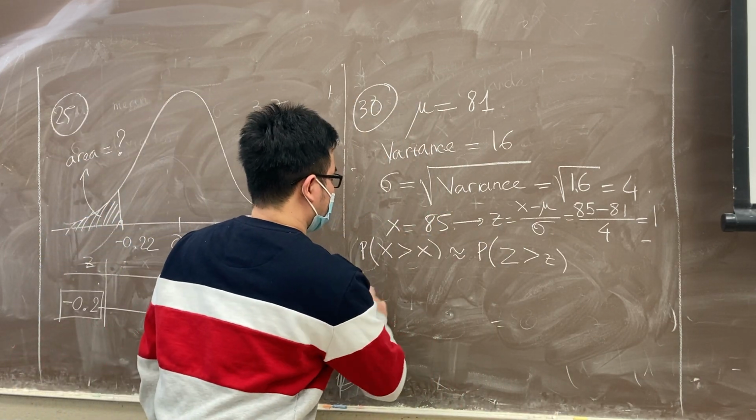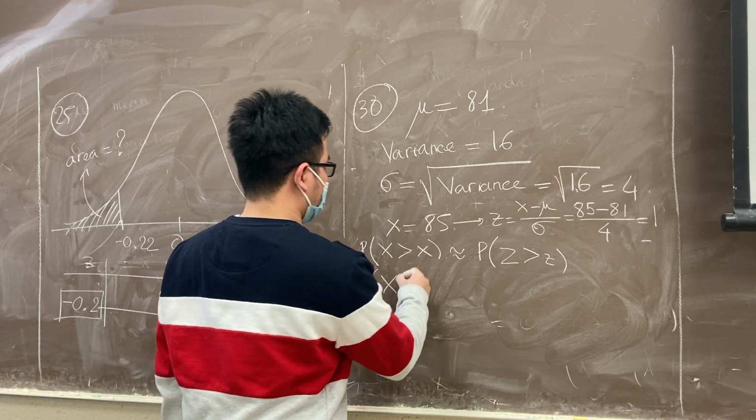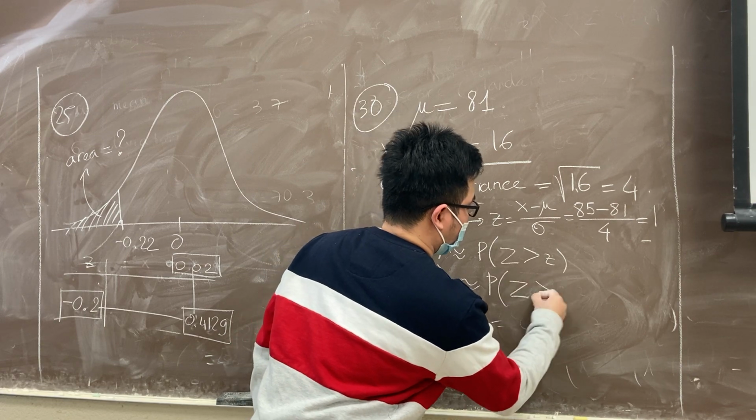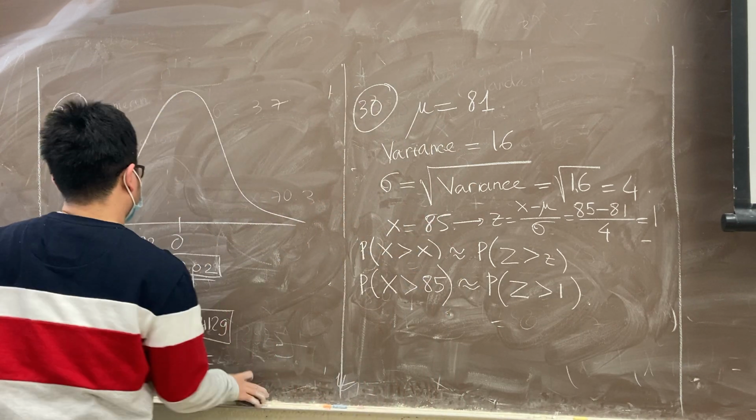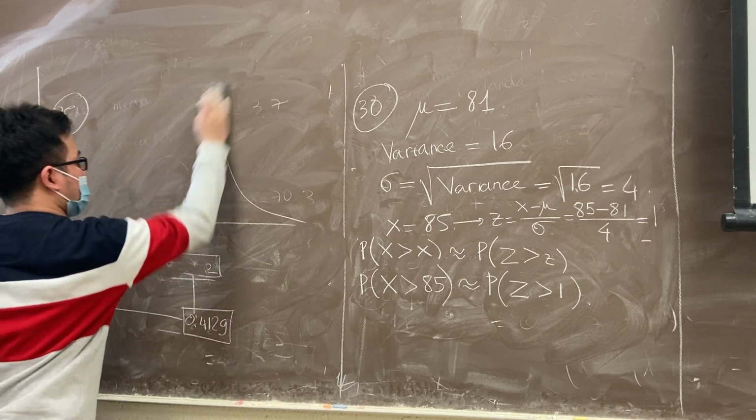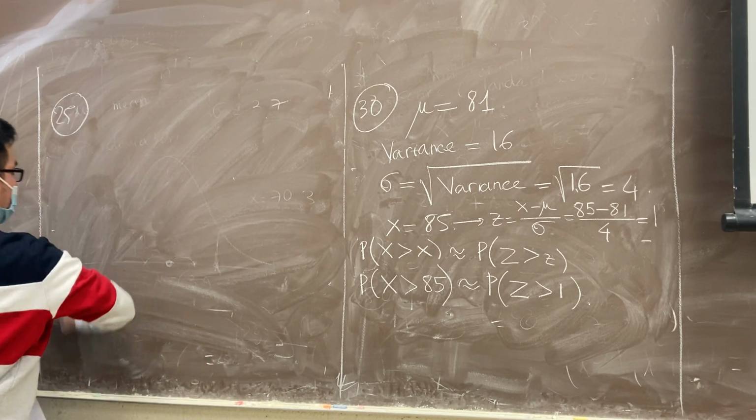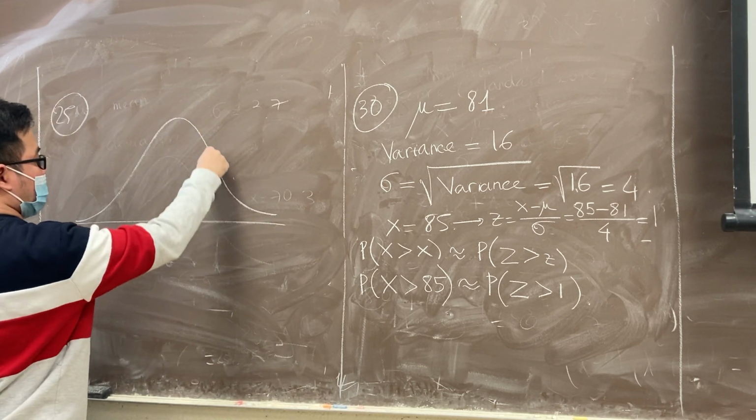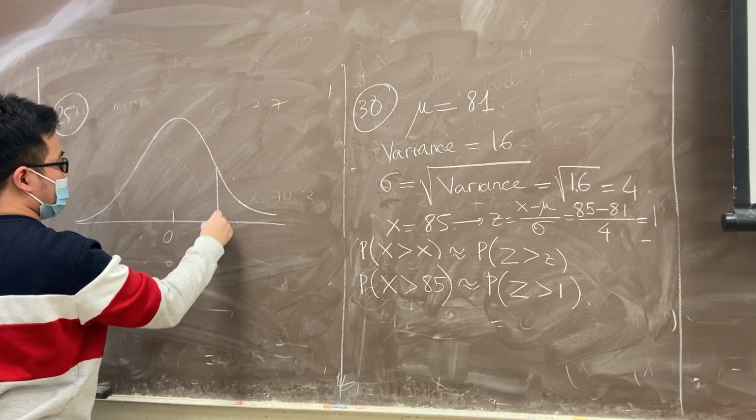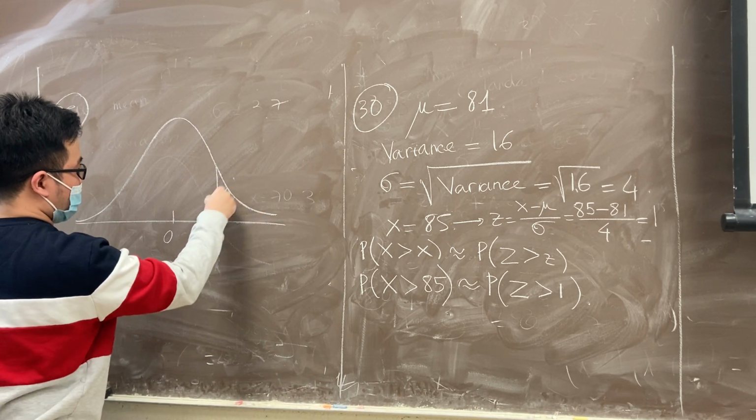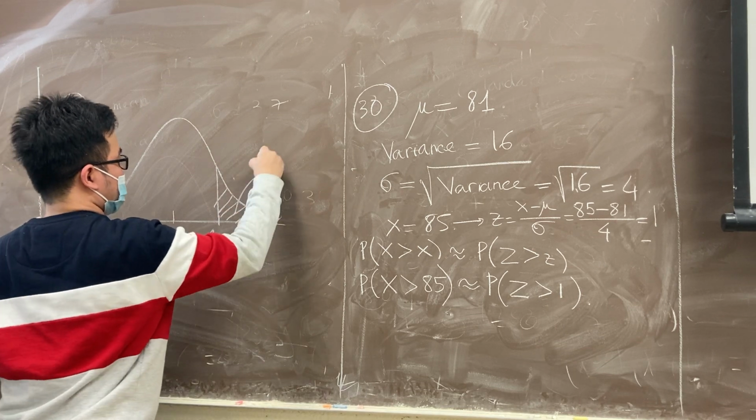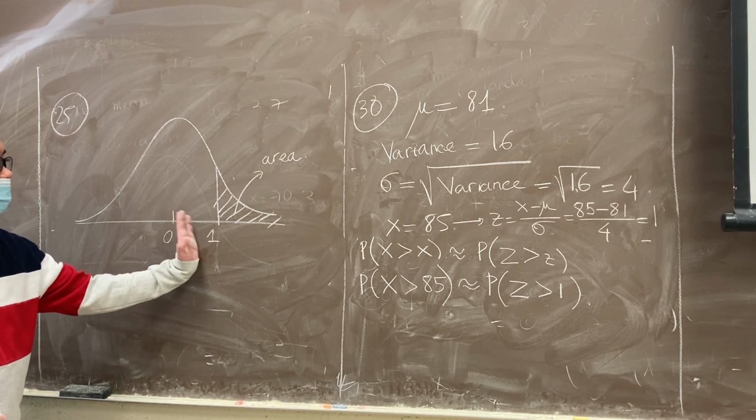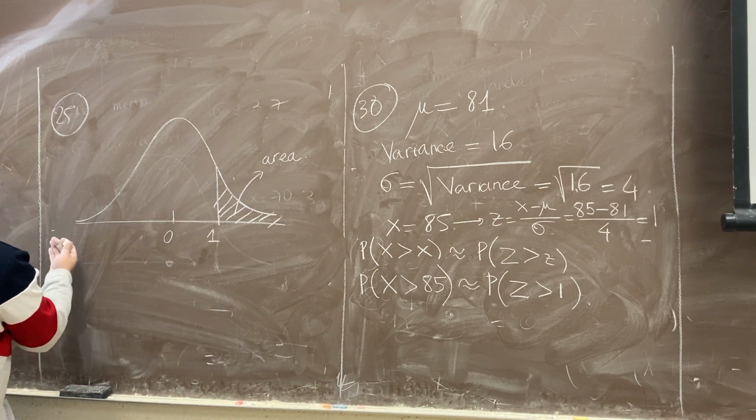So the question asks you to find the probability greater than 85. That means you need to calculate the probability of Z greater than 1, right? Now you will draw the picture for this. See that? 0 here, 1 here. They ask you to find the probability of Z greater than 1. That means they need to calculate this area. But we cannot use the table to calculate the area from the right, so you need to calculate the area from the left, right?